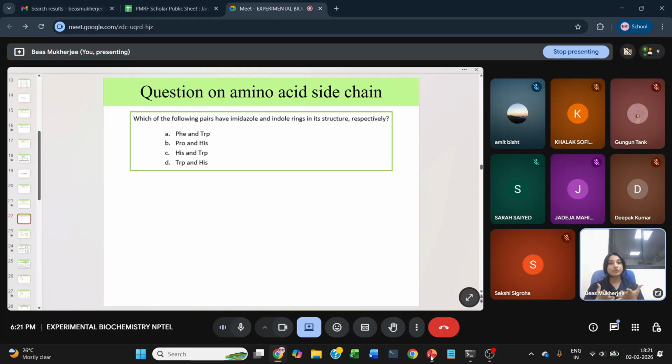Right. So now we come to another thing which again you will have to remember, and that is the names of the rings or the names of the side chains. Now people will ask you, what is this imidazole group? What is an indole ring? Those you have to remember. Okay. Now different side chains of different amino acids have different names. So in this question they are asking you which pair has imidazole and indole rings in its structure respectively. Try to answer.